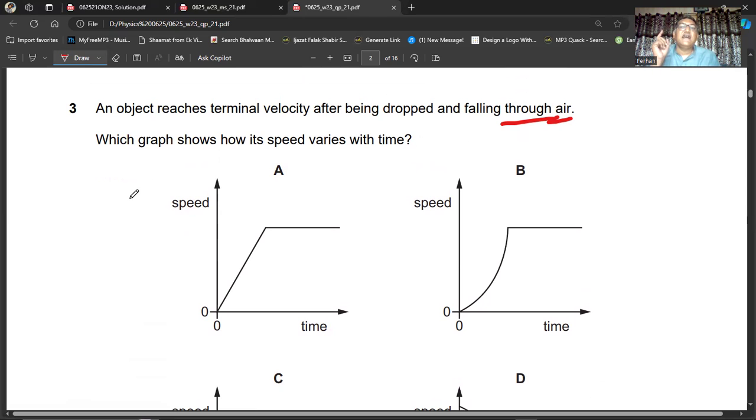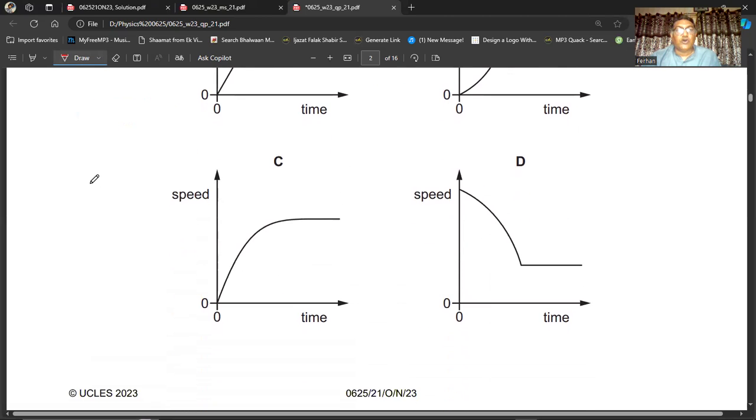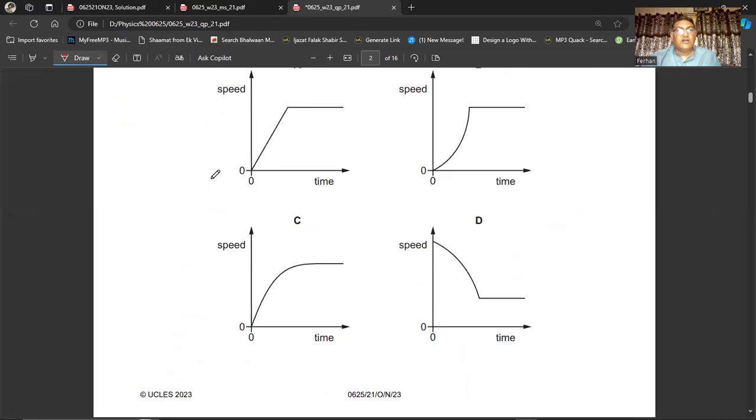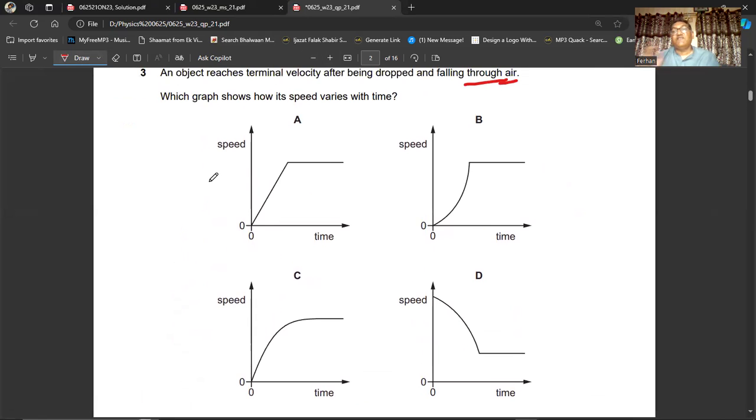There will be acceleration there. I mean, non-uniform acceleration will be there. So if you look at these 4 graphs, in the start, the velocity will be 0, and then gradually the velocity will increase, and then the velocity will become constant. So A and C, they are in that competition because at the start, the velocity is 0, then the velocity is increasing, and then the velocity becomes constant. Here, B is also in that competition.